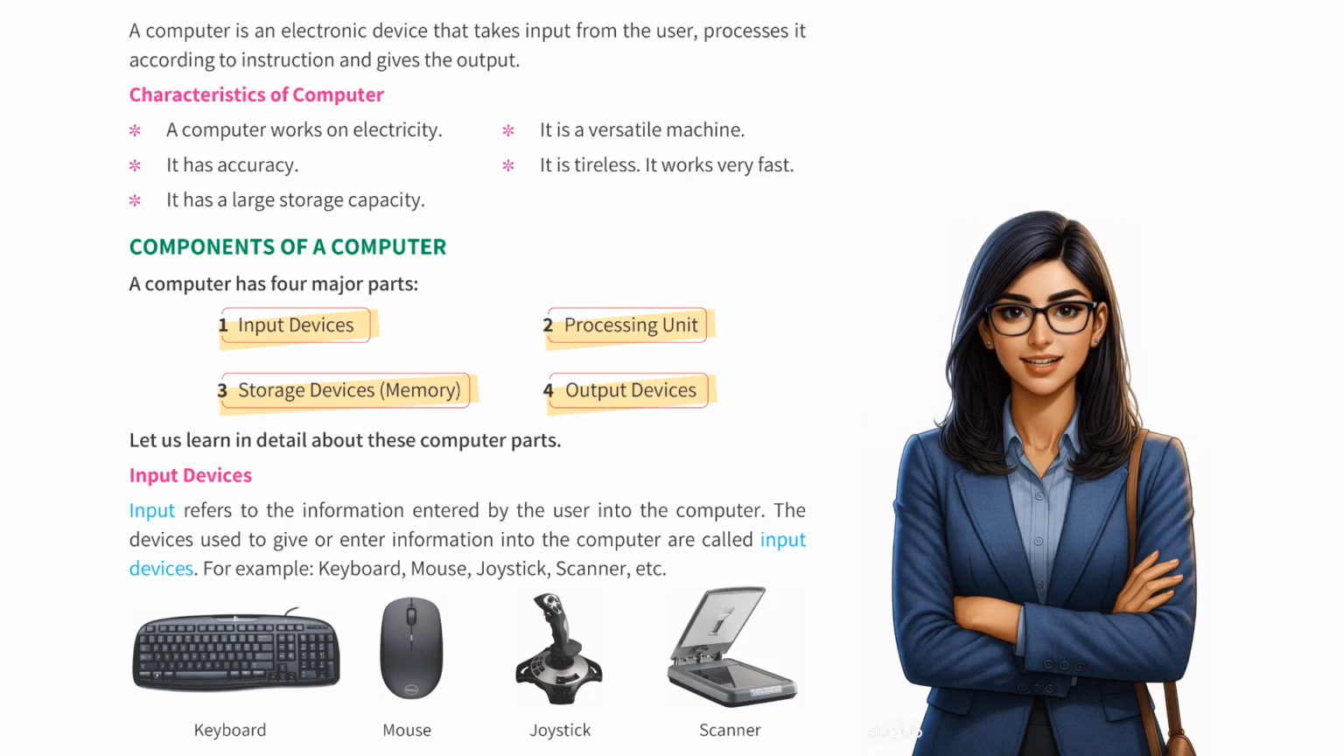Digitizing tablet. A digitizing tablet is useful for transferring a drawing or map into the computer. It consists of a digital tablet and an electronic pen known as a stylus. You can draw directly on the tablet using the stylus.